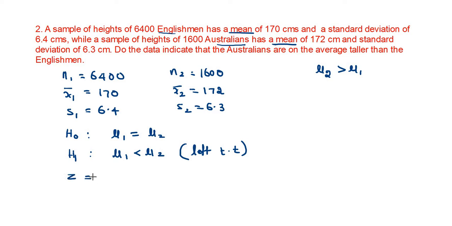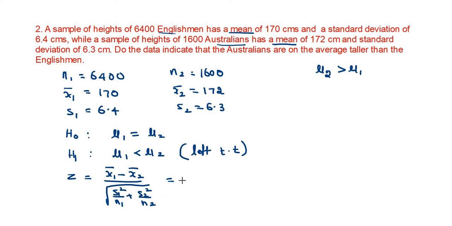So now we'll go to third step. The formula: Z is equal to, here we have N1, N2, X1 bar, X2 bar, S1, S2. So instead of sigma 1, sigma 2, here we have S1, S2. So the formula is X1 bar minus X2 bar by root of S1 square by N1 plus S2 square by N2. If you know the population standard deviation, then we'll use that here, sigma 1 square, sigma 2 square. Here we have the sample standard deviation, so we are using S1 square, S2 square here.